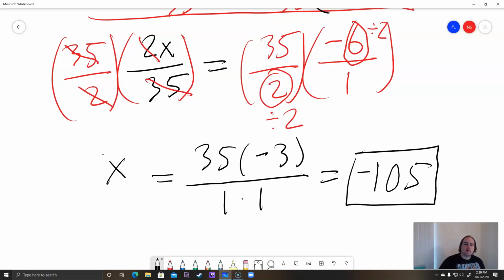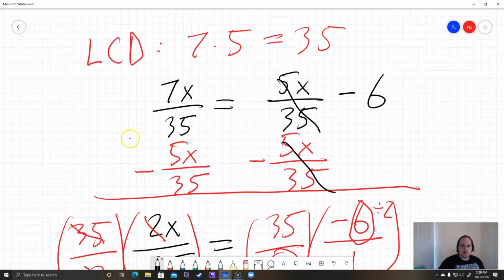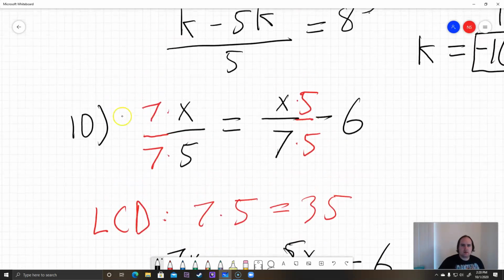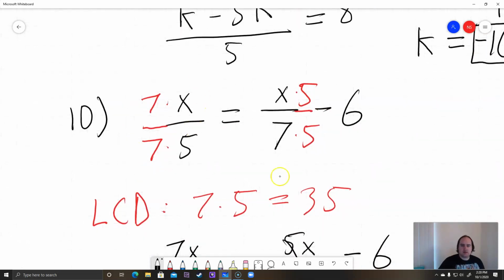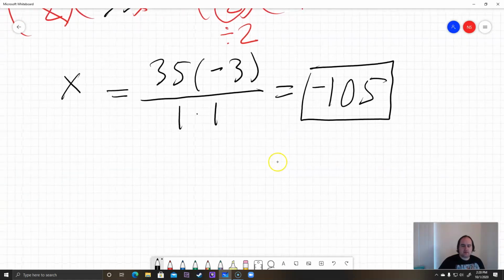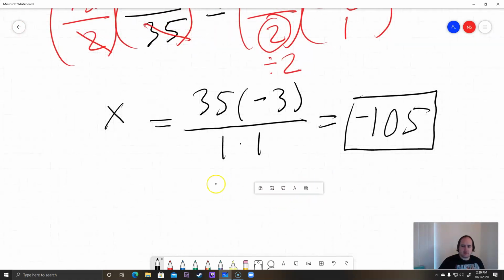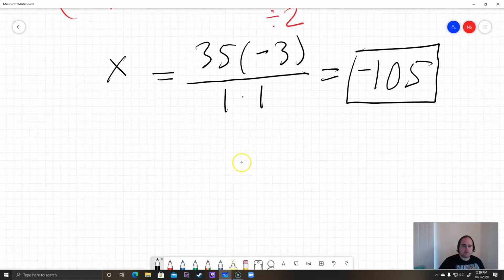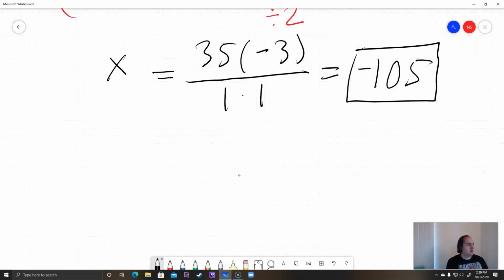Okay. And again, I'm not checking any of these. If you wanted to check this, though, it would be quite a bit of work to plug it back in. So that's why I don't bother to check them, because it's just so much extra work. Okay, so I just wanted to do one more harder problem. This is probably the hardest one in the whole section.